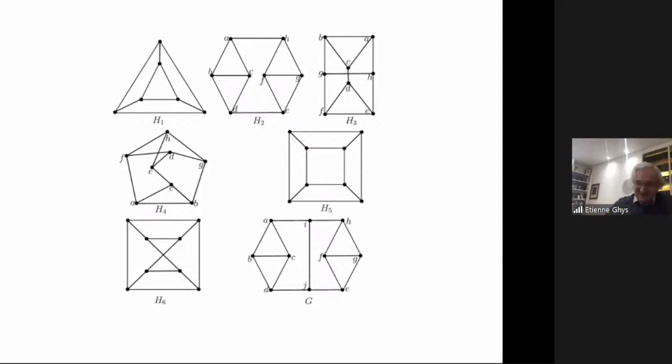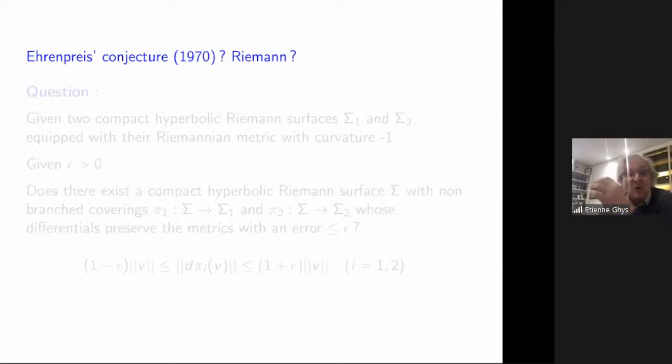of isomorphic or non-isomorphic Riemann surfaces over the complex numbers. And now we come to the question which is called the Ehrenpreis conjecture. Let me tell you, this conjecture was formulated by Ehrenpreis in 1970, quite explicitly. And I remember a conversation with Gromov, where Gromov told me that according to him, this question was due to Riemann himself. Well, he told me, have a look, Etienne, look at the original paper of Riemann.